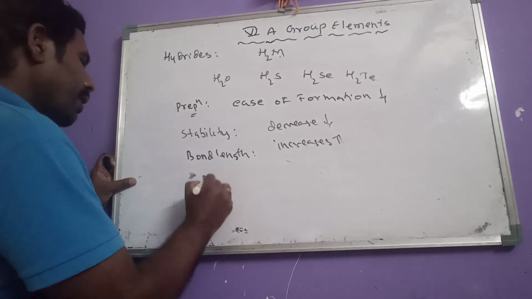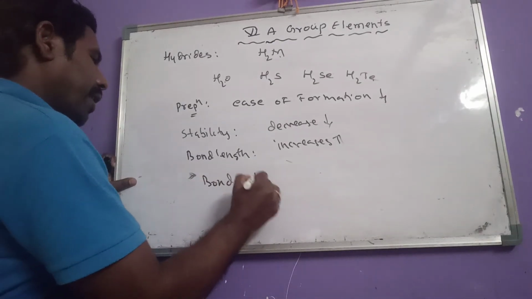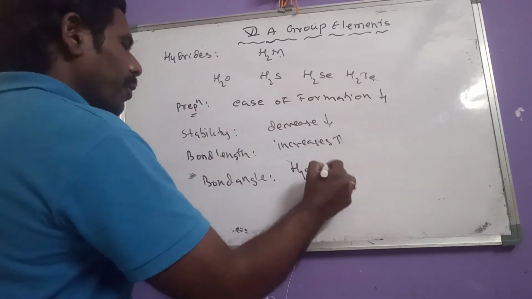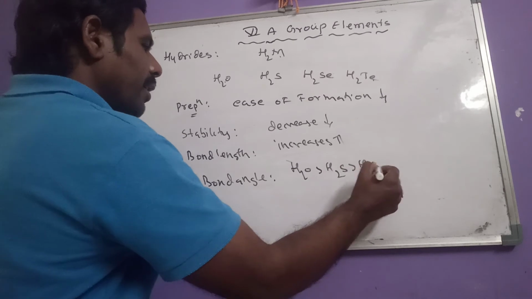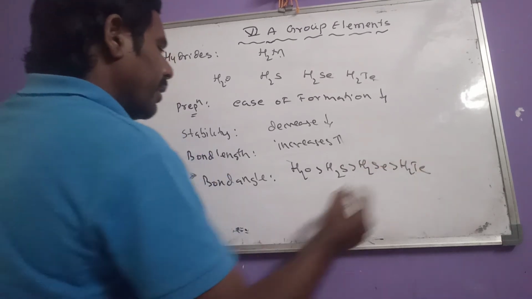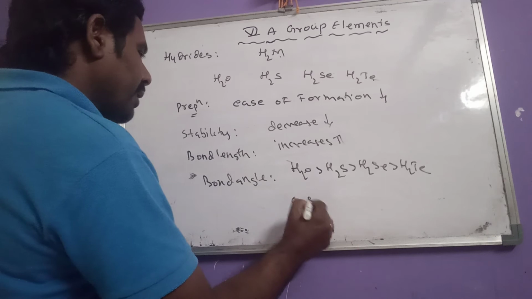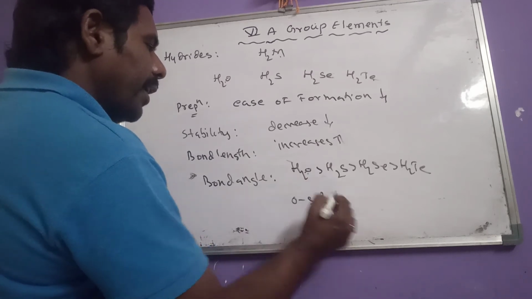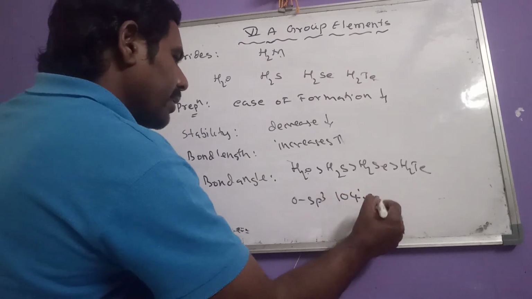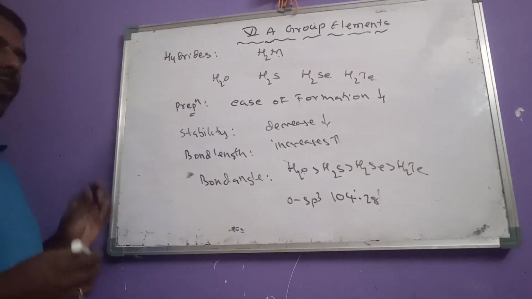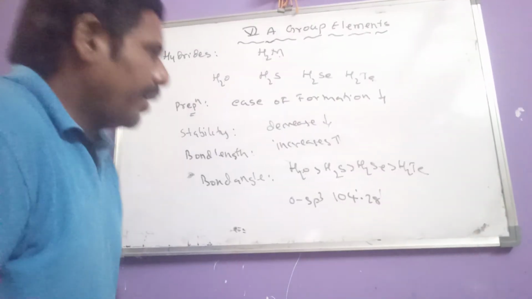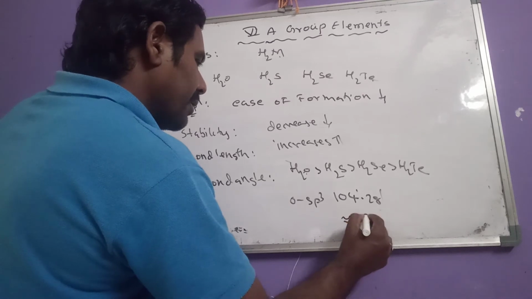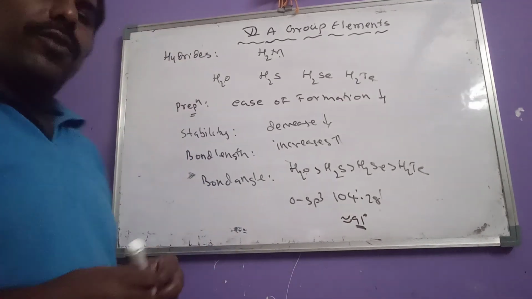Then come to the bond angle. Bond angle decreases from H2O to H2Te. One important thing we have to learn here: in H2O, oxygen is sp3 hybridized, and due to the presence of two lone pairs of electrons, the bond angle decreases to 104 degrees 28 minutes. But in the remaining hydrides, the bond angle is approximately 91 degrees.